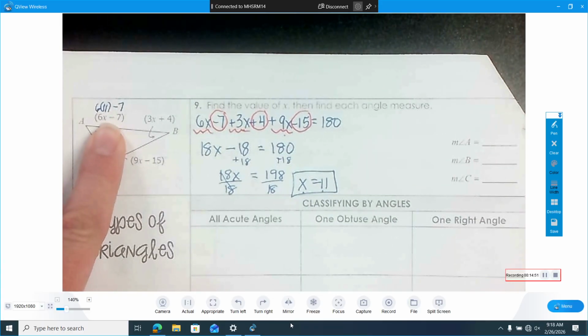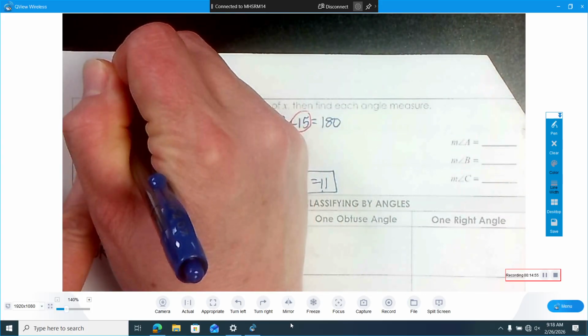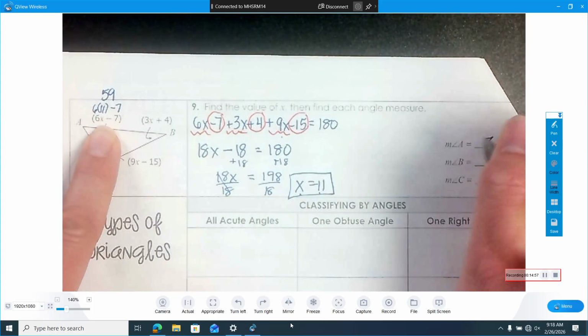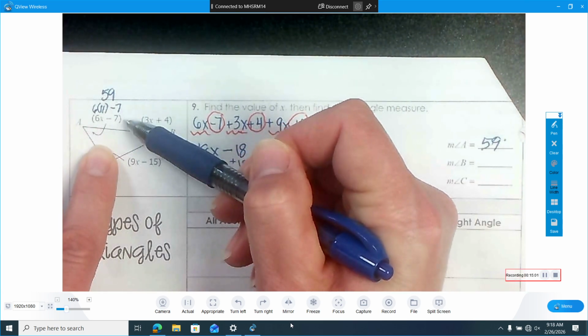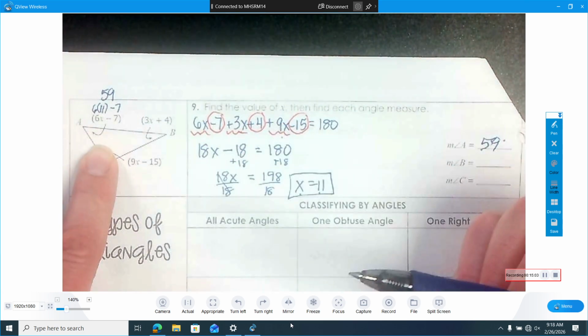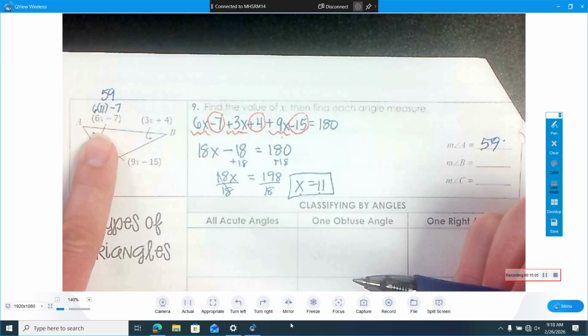Will you do that in your calculators, please? What do you get for that? 59. So that is 59. And again, I much prefer you to just write right on your picture. I think that's the best way. Go right back to where you were.